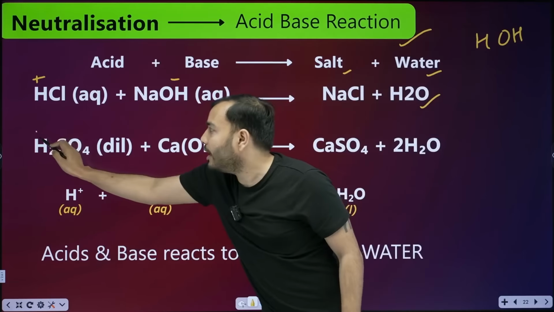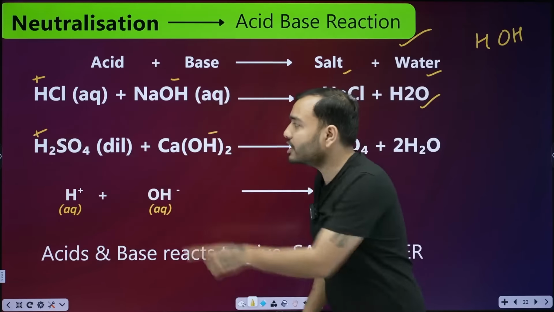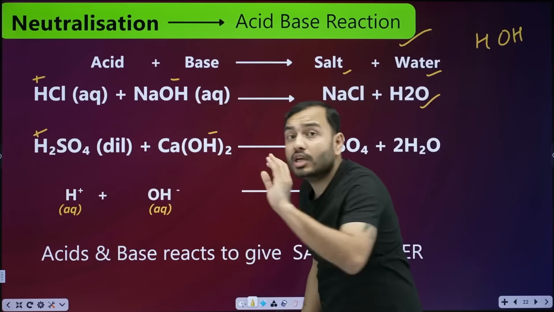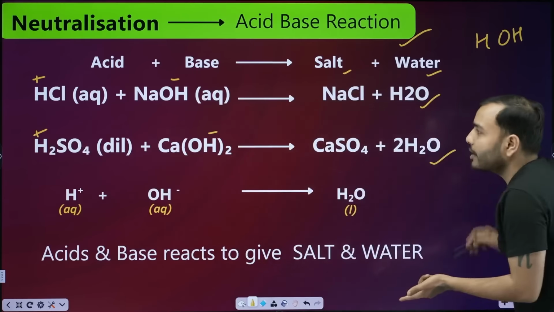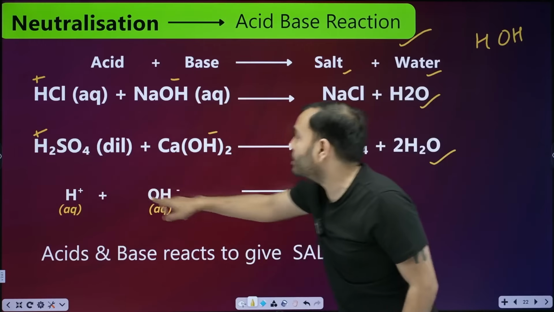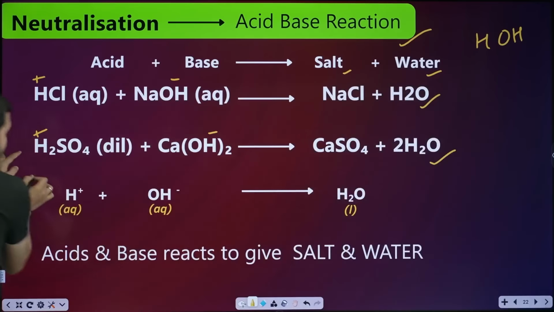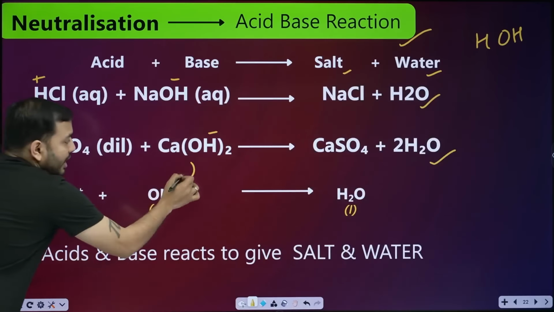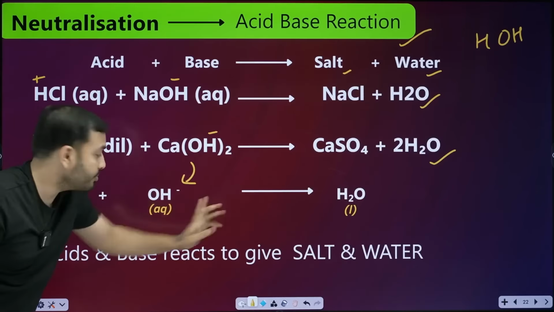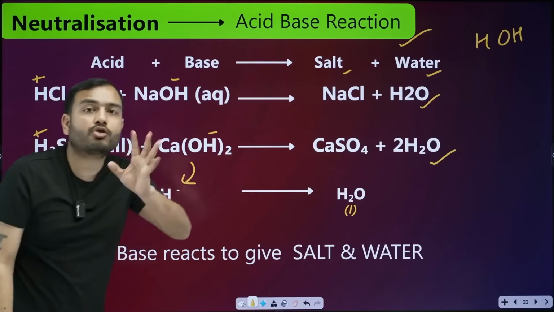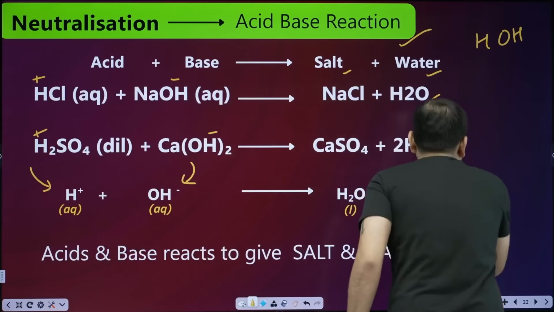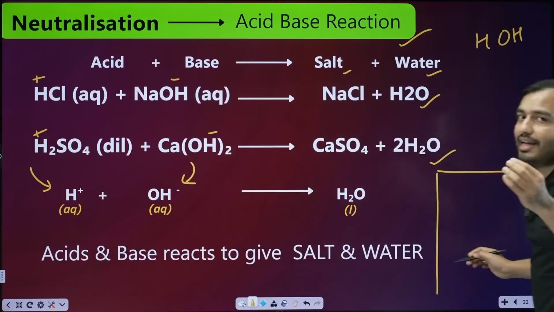Listen, from the acid comes H plus, from the base OH minus. This time there are 2H and 2OH, which means 2H2O will be formed, and calcium combines with the salt part to form calcium sulfate. It is the same reaction: H plus comes from the acid, OH minus comes from the base, and you get salt and water. Don't just learn reactions, understand the story. You will also remember it.